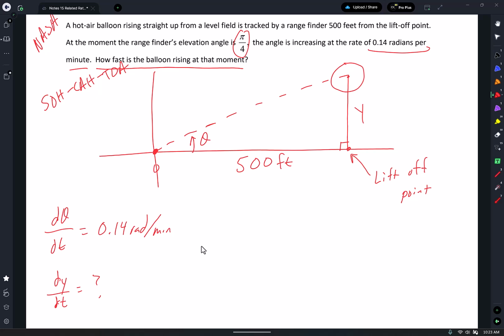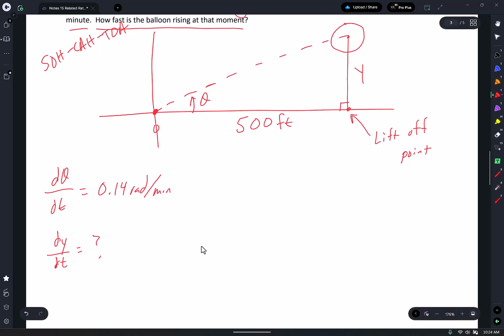So here's what you say. You guys all took pre-cal and geometry. With respect to the theta, is that y opposite, adjacent, or hypotenuse? Opposite. What about that 500? Which one am I going to use? Tan. Yeah, TOA. So here it is. Tan theta equals y over 500. That's the hard part, guys. That's the hard part, creating a model.